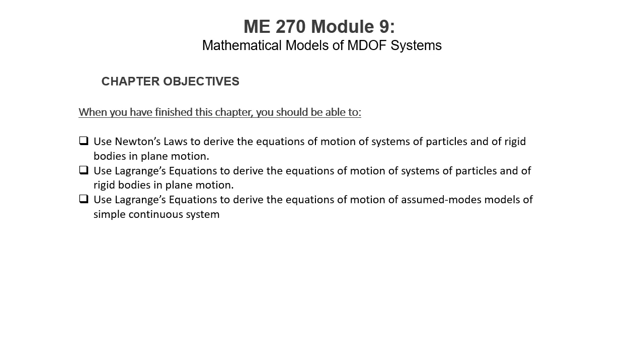So for Module 9, again, we're covering the topic of mathematical models for multiple degree of freedom systems. Upon completion of this module, you should be able to use Newton's laws to derive equations of motion of systems of particles and rigid bodies in planar motion. You should be able to use Lagrange's equations to derive the equations of motion of systems of particles and rigid bodies in planar motion again. So using Newton's laws and Lagrange's equations to do this. And third, you should be able to use Lagrange's equations to derive equations of motion of assumed modes models of simple continuous systems.